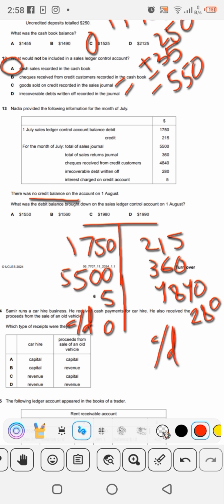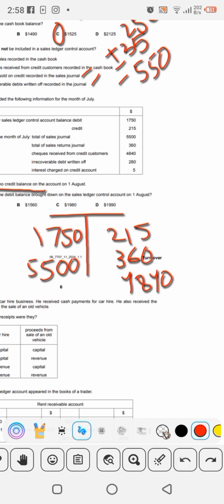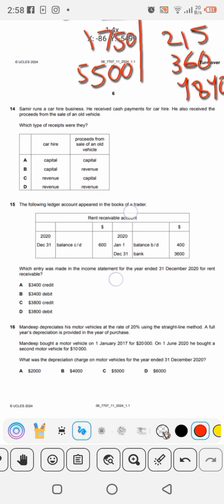So the balance carried down on the credit side will be 1560. So the answer will be B, because this balance will be brought down on 1st of August on the debit side. Moving on to question number 14.